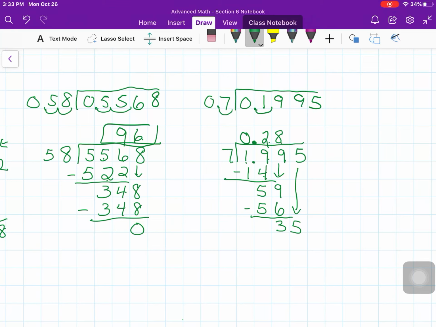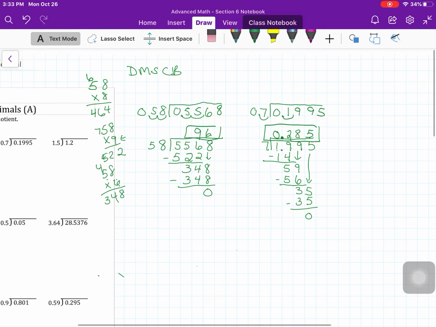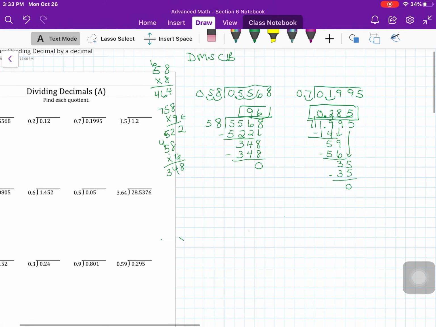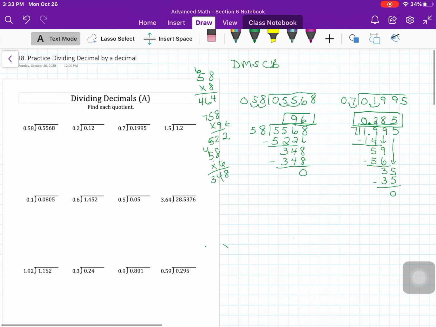So we bring down our last number, and 7 goes into 35 5 times, and 5 times 7 is 35, and we subtract, and we are officially done. And our answer is 0 and 285 thousandths. All right. So again, we just have to clean these problems up a little bit, and it makes for a little bit easier dividing.